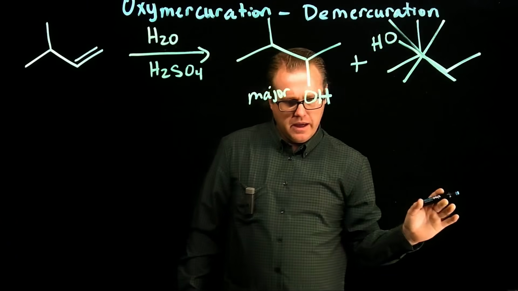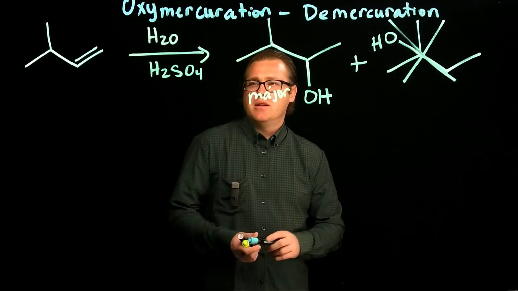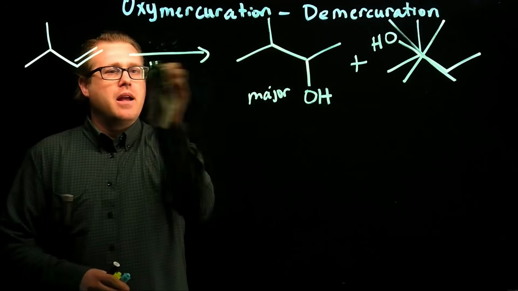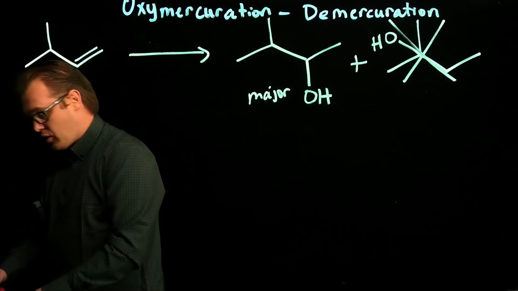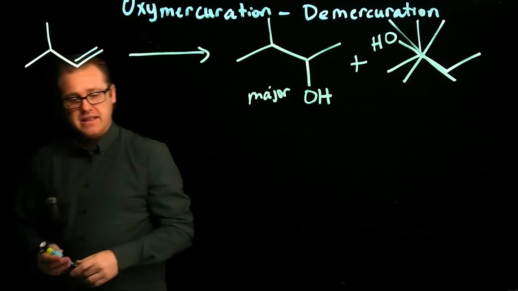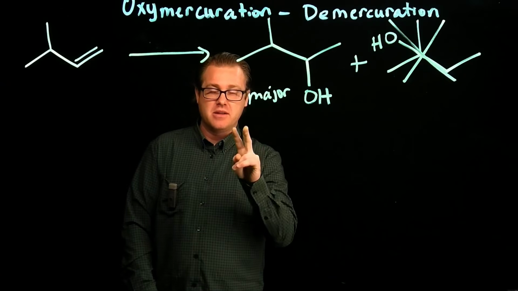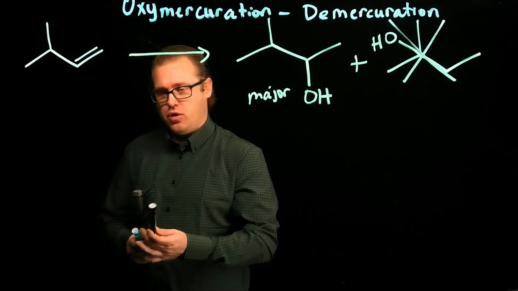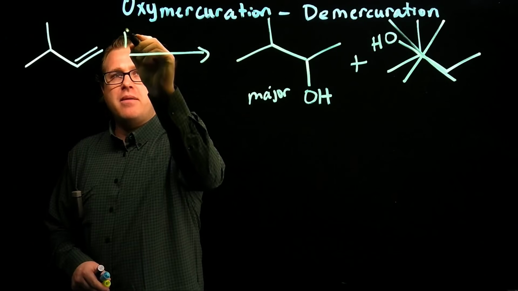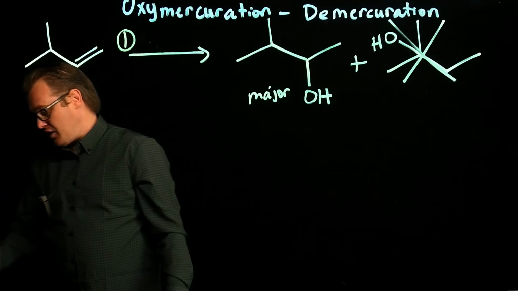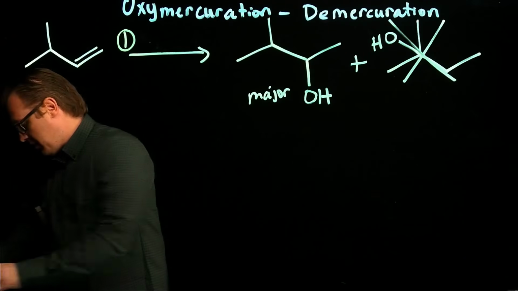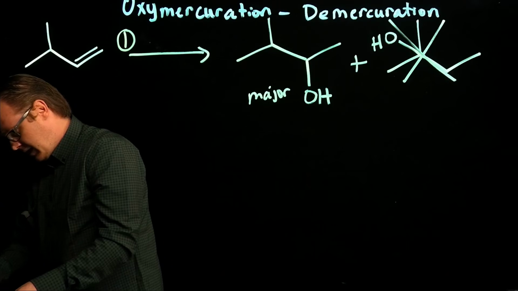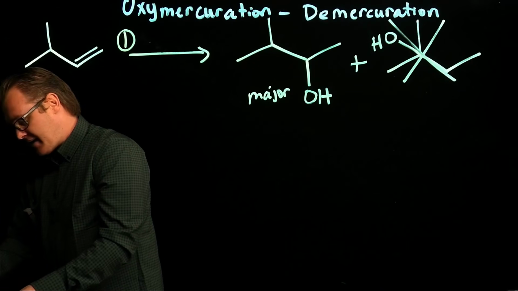Is it all on the board? Okay. So the reaction that we want to do is the oxymercuration-demercuration. And what we're going to add in order to get that to occur is it requires two steps, or what's a better way? Two reactions. So you're going to do one reaction, and I'm going to represent that by the number 1. So the first reaction that you're going to do is you're going to treat it with mercuric acetate.